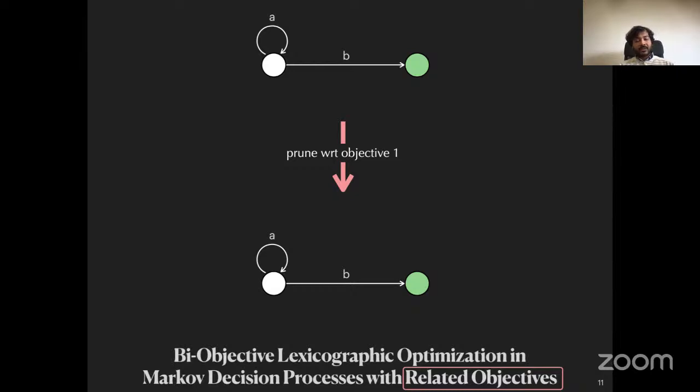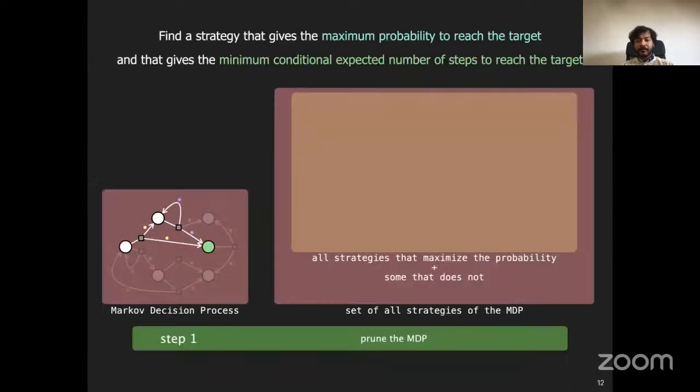So that's why we need a second objective which is tailored towards the first objective, so that when you optimize the second objective in the pruned MDP, you will get rid of such spurious strategies. That's why we say related objectives, and you cannot really consider any arbitrary objective as your second objective.